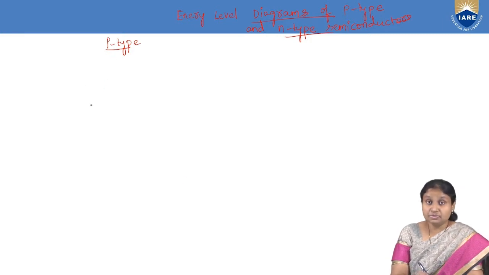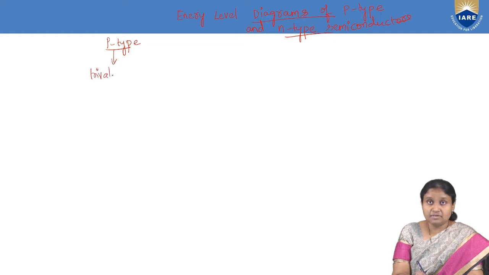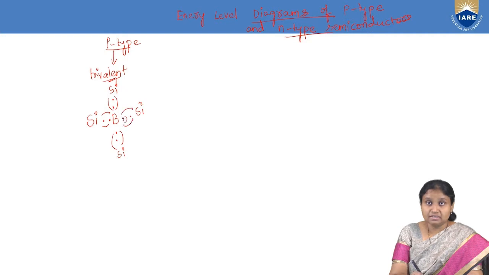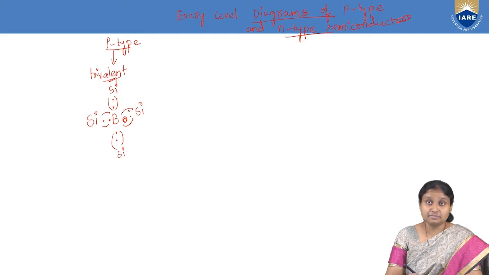Here we are going to add a trivalent impurity. I'll take a silicon crystal, and to that silicon crystal I have added boron. Once I add boron, it is going to form 3 covalent bonds with the adjacent silicon atoms, whereas in the fourth bond position there is a vacancy, so it will try to accept an electron.